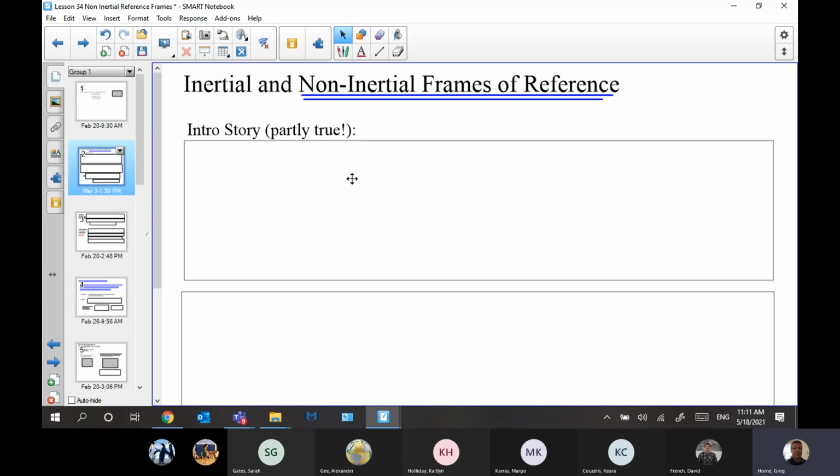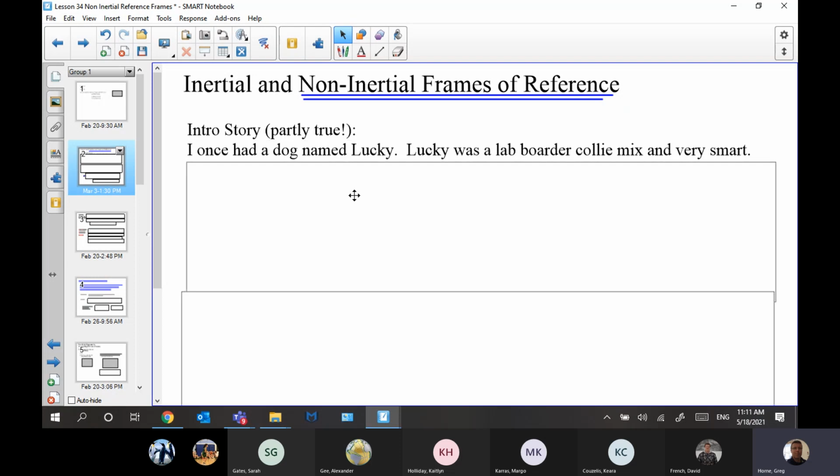So the story is about me and my first dog, Lucky. All right. So Lucky and I once had a dog named Lucky, and Lucky was a lab border collie mix and very smart. The joke about dogs is like, how many dogs does it take to change a light bulb?